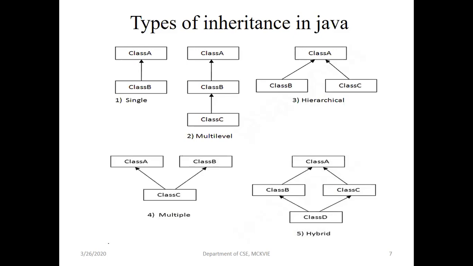And the last type is hybrid, which is nothing but a combination of any two types of inheritance. It may be single and hierarchical, single and multi-level, or hierarchical and multi-level. So any combination of two types of inheritance is called hybrid inheritance.